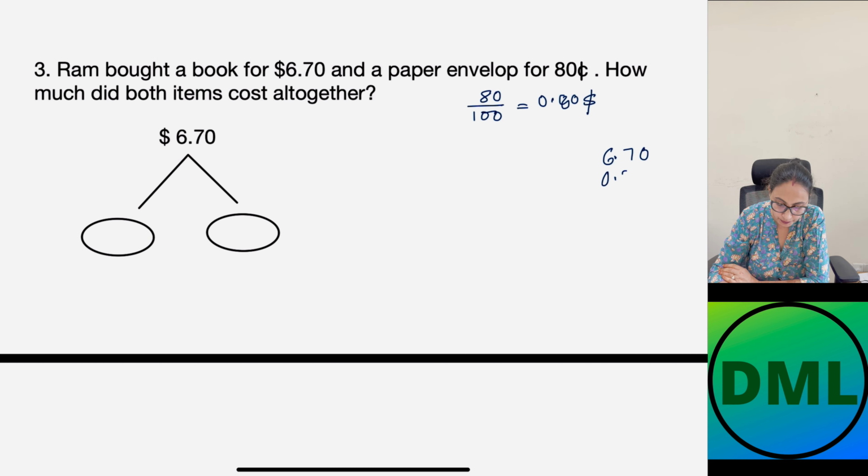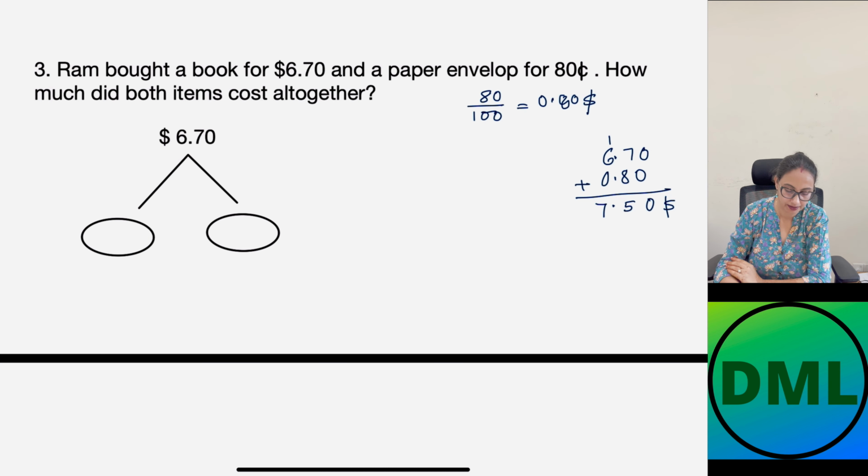This will be $0.80. I have to add it. 0 plus 0 is 0. 8 plus 7 is 15. 5 here, and 1 over there, and that will be equal to 6 plus 1 is $7.50. This will be your answer. Let's do it with the second method.